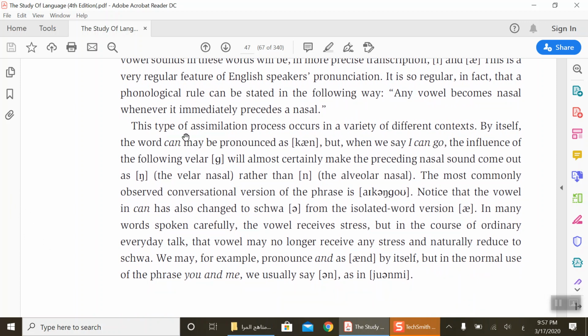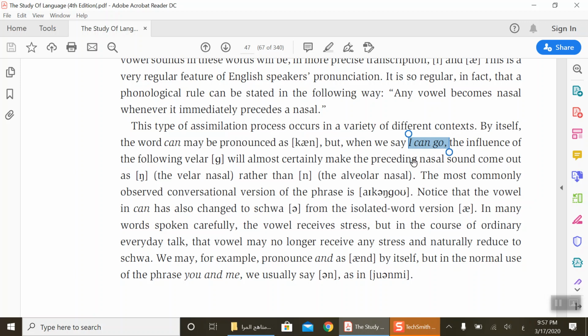Another example here, we have another of assimilation. For example, I can go. In normal speech, really slow speech, we can say it.